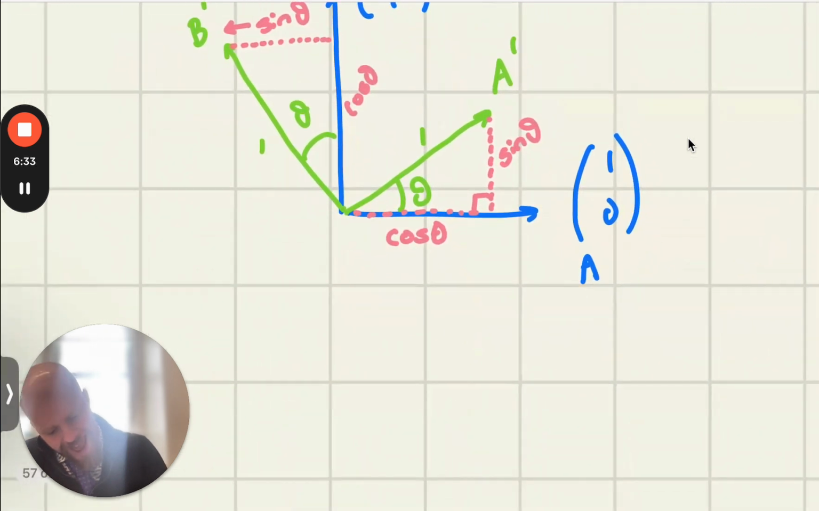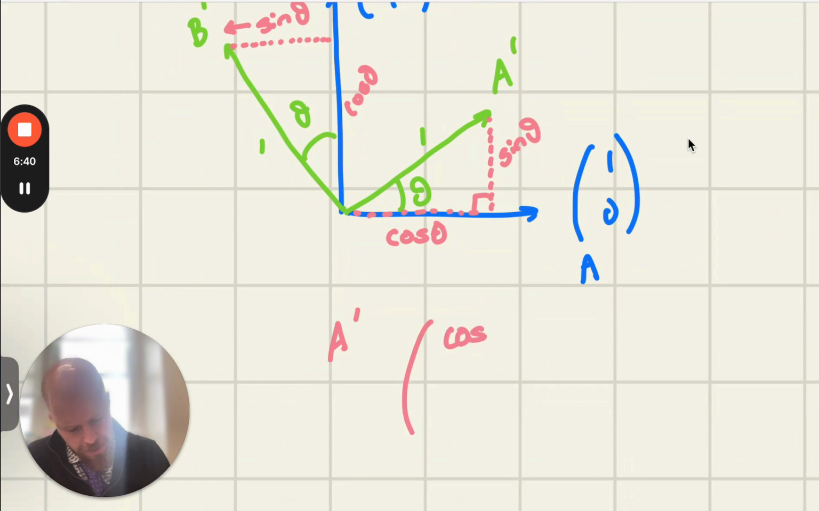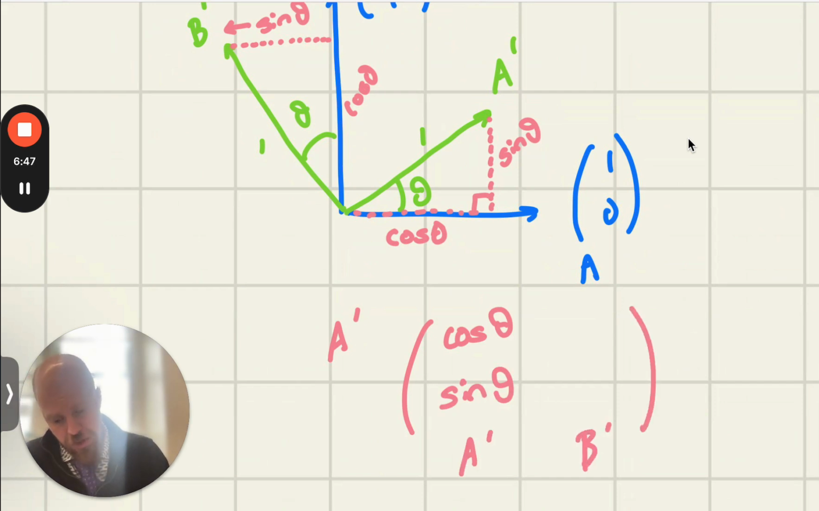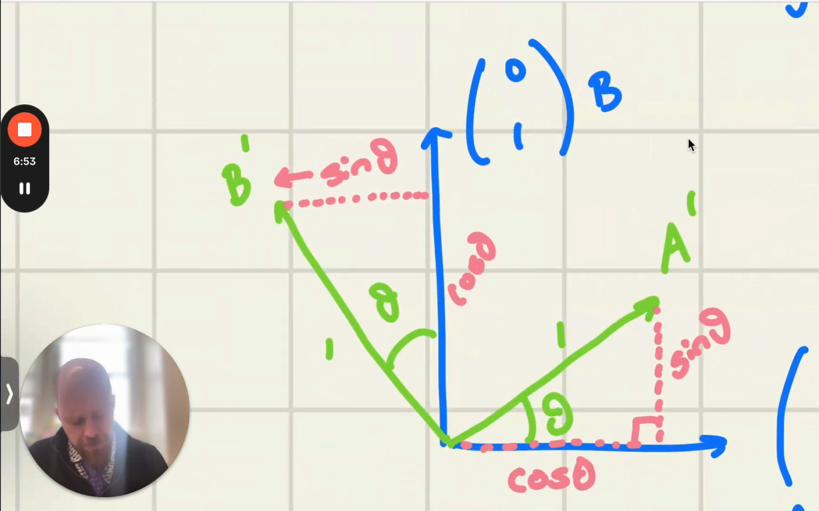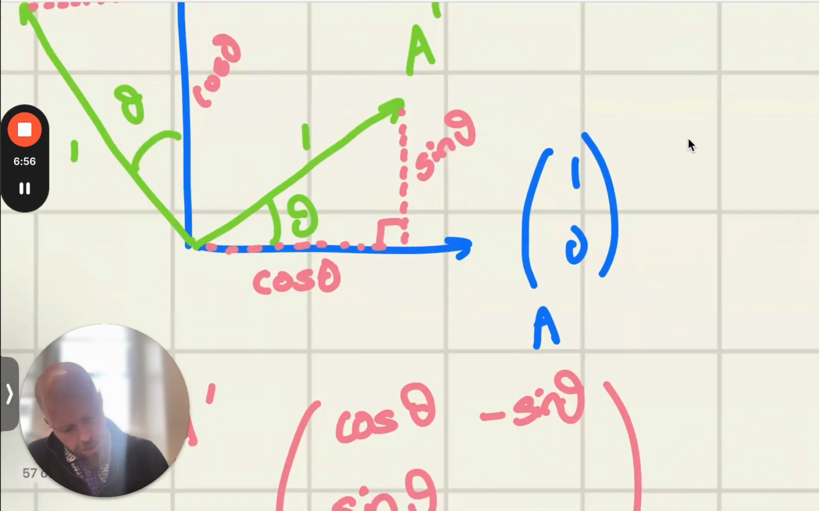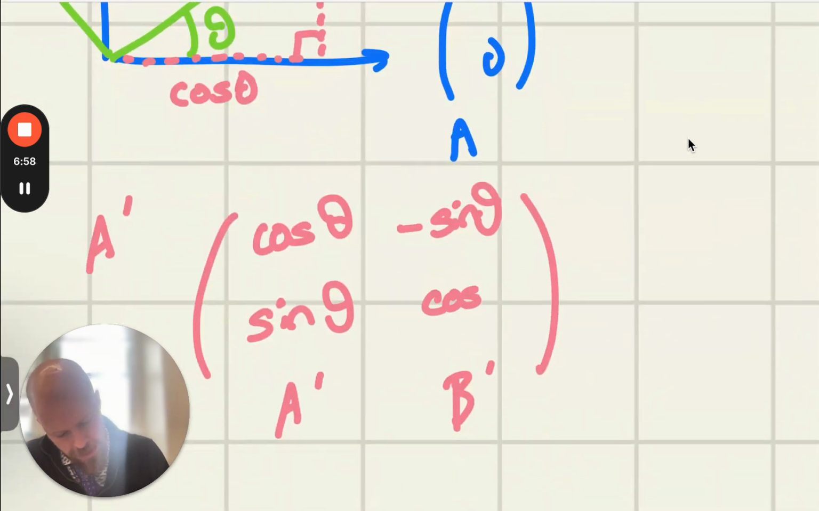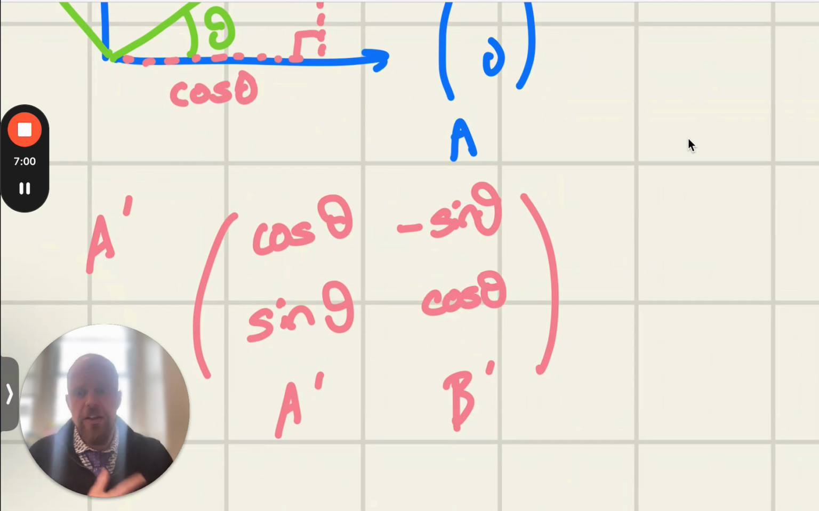So my A dashed is how the A has changed. The x coordinate has become cos theta. The y coordinate has become sine theta. That's A dashed there. My B dashed is going to be the new x coordinate, which is minus sine theta. Again, don't forget, it's gone to the left, which means it's negative. The height is cos, and so it is now cos theta. That's the matrix. Whatever the angle is, in degrees or in radians, we put that in. It will tell you the new matrix.